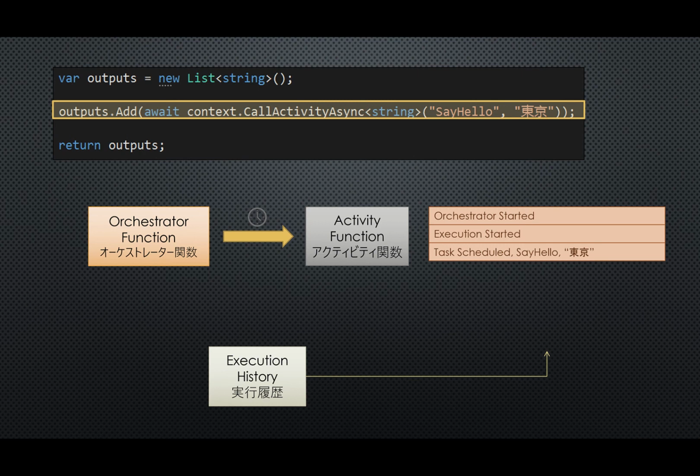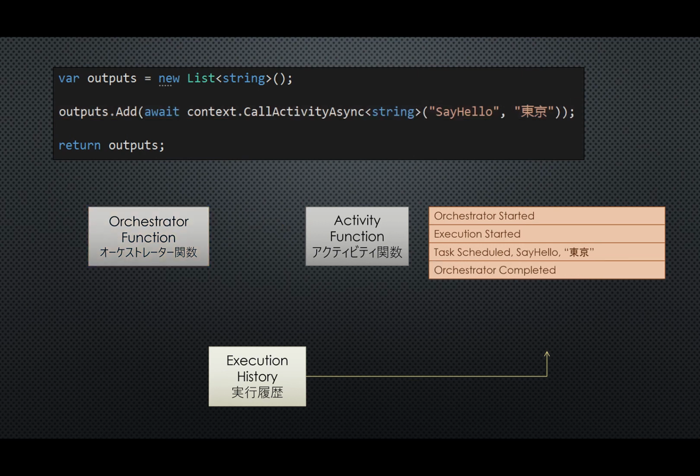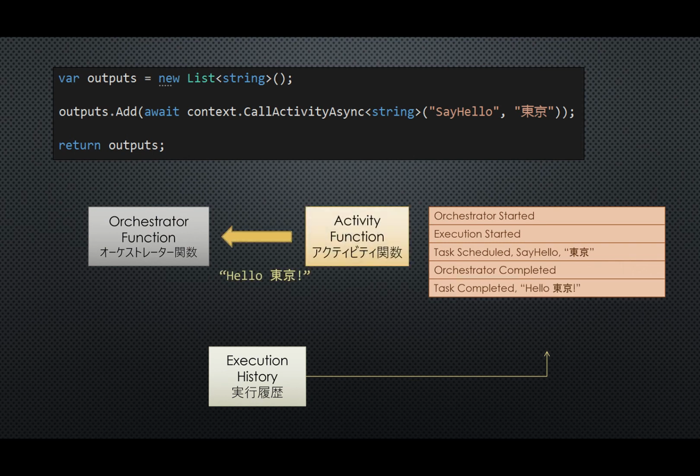Then the activity function wakes up. It executes the code of the activity function. Then the activity function finishes, writes a record to the history table, and sends the result back to the orchestrator. The result is hello Tokyo. Then the orchestrator function wakes up again and replays the code from the top.